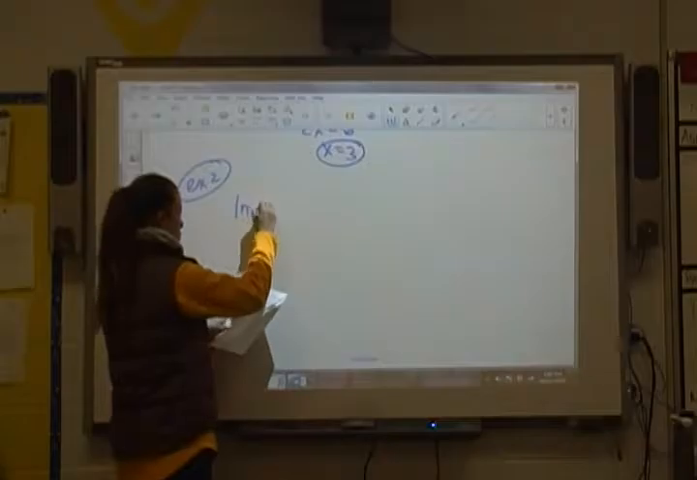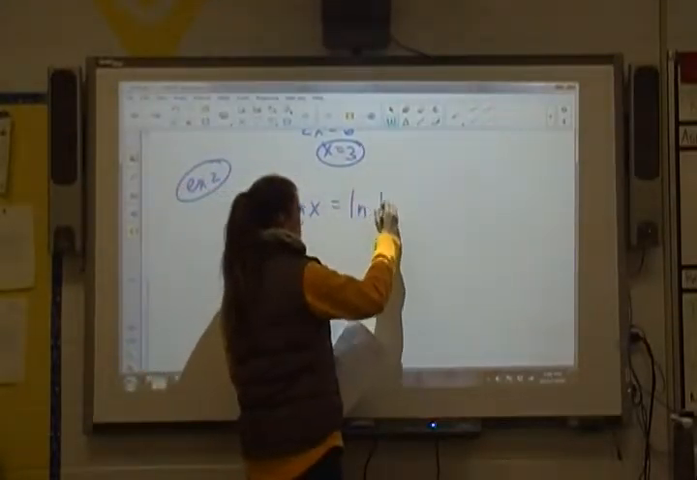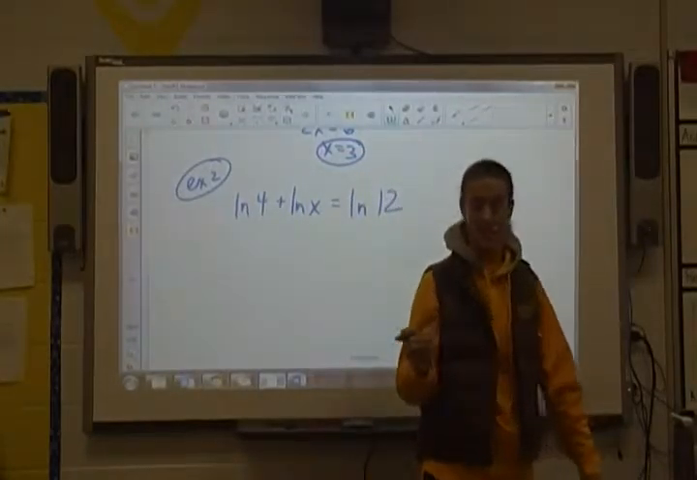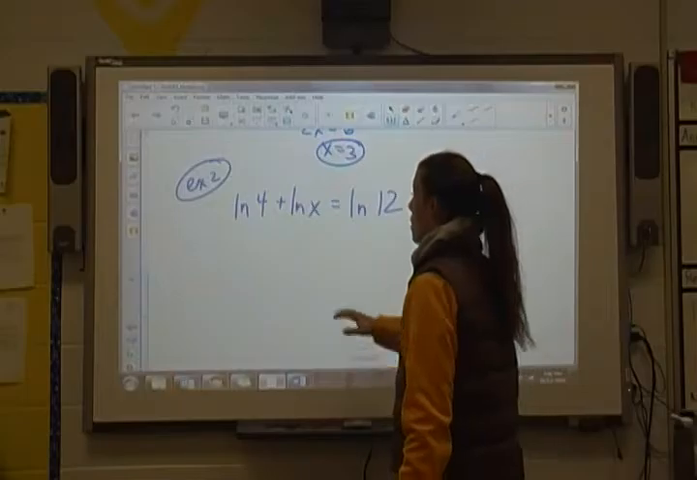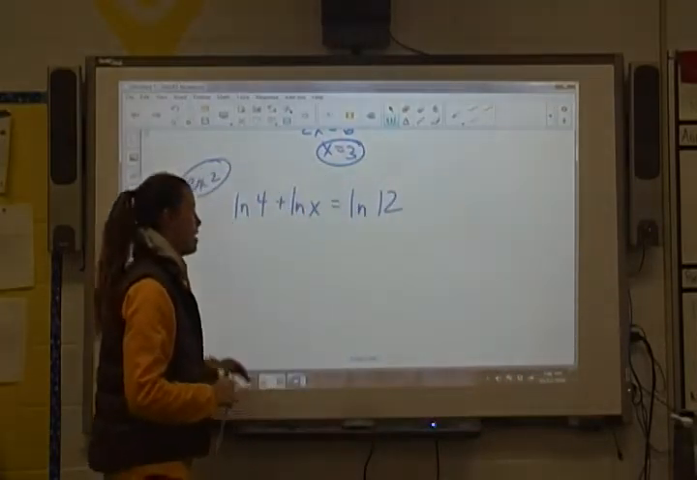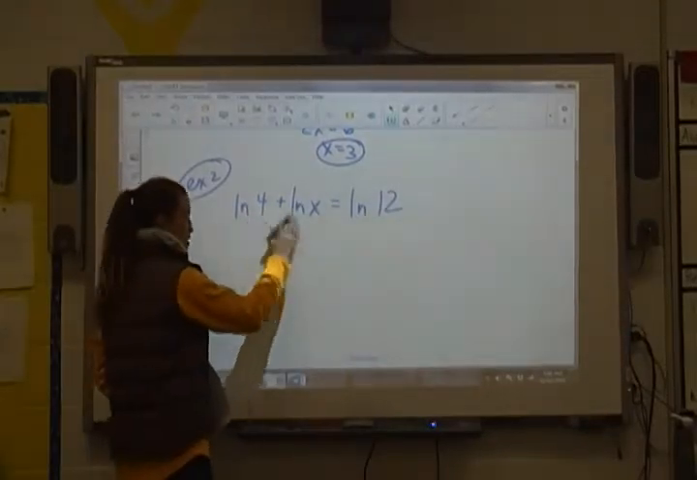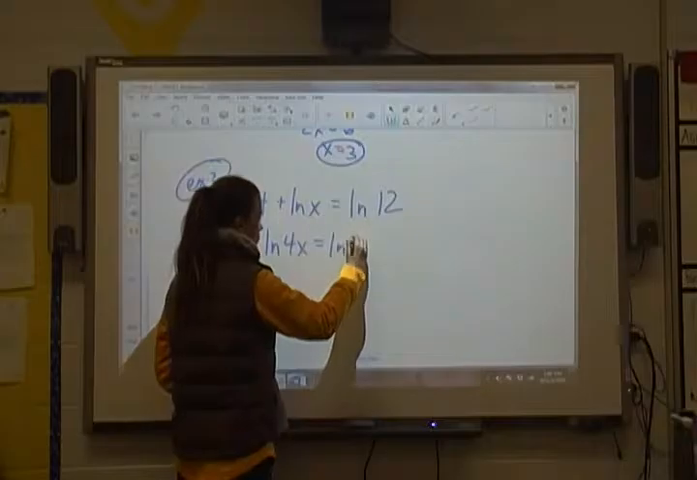How about one like this? So we've got natural log of 4 plus natural log of x is equal to natural log of 12. So we've got to condense this first to start, actually, so we can have the one-to-one property. We have to have one log on each side. So it's important that we condense first. So addition means multiplication. So natural log of 4x equals natural log of 12.